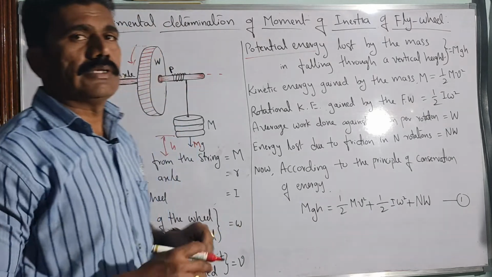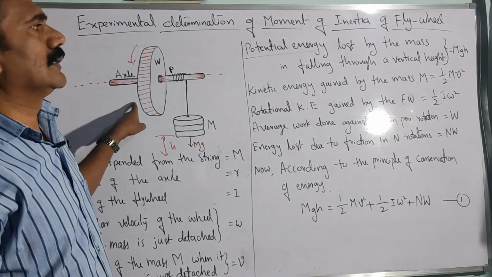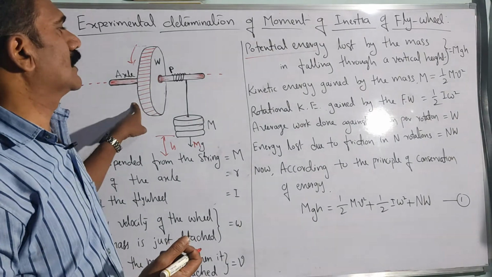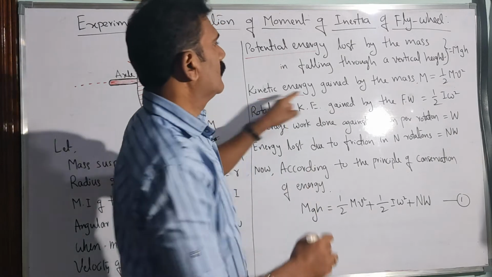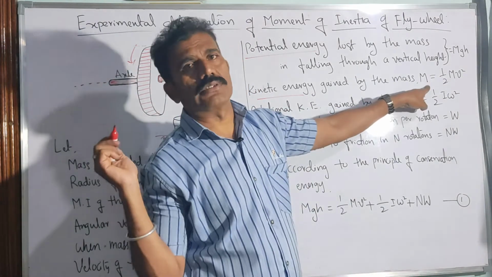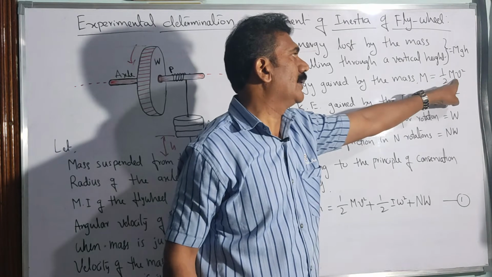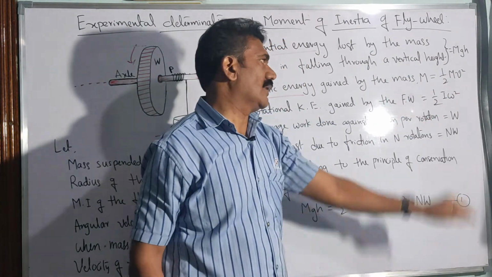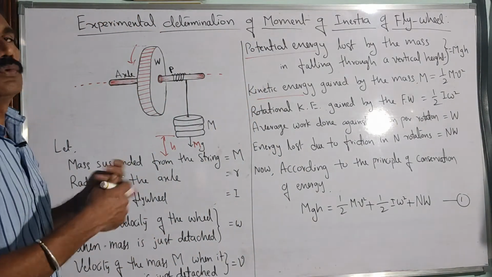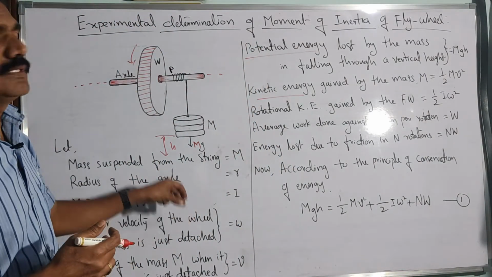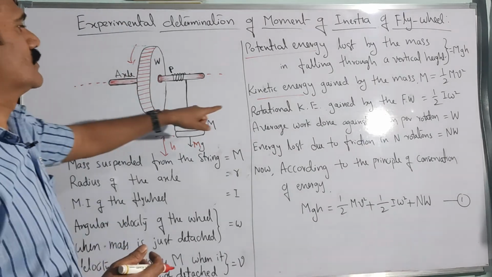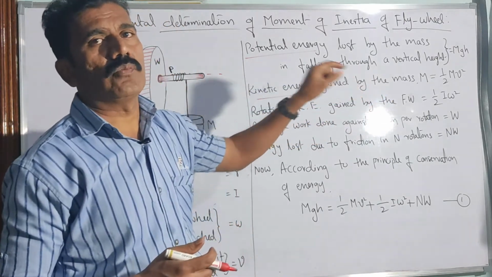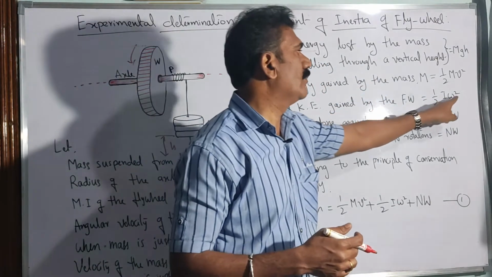Now when it is falling downwards, some of the potential energy is converted to kinetic energy. What is the equation for kinetic energy? The kinetic energy gained by the mass m as it starts moving downwards is equal to half m v square. m is the mass, and v is the linear velocity. But the wheel is rotating here due to that downward motion of the mass. The wheel starts rotating. So what is the rotational kinetic energy gained by the flywheel then? That is in terms of moment of inertia, right? So that is half I omega square.